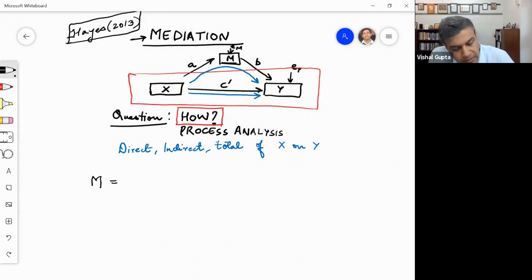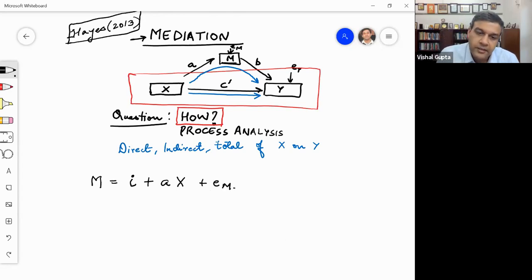Okay, so let's write the equation. I say M is a constant, and then A times X, plus the residual, the regression residual. That's the error of the regression. So this is a very simple regression equation for our mediator M. M is constant plus A times X plus the error. Similarly, I will write the equation for Y.